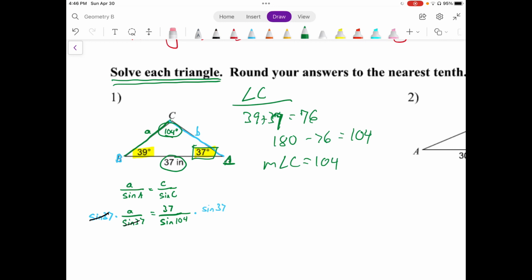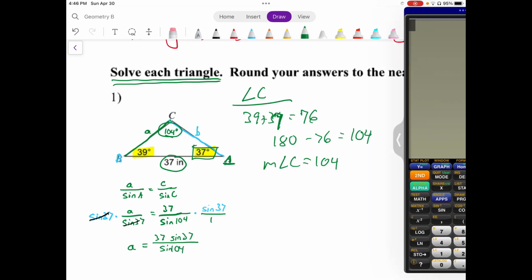I'm going to rewrite this, which normally I wouldn't, but I want you to see it. So really, this is over 1. So we have 37 times the sine of 37 over the sine of 104. And we can enter this right into a calculator.